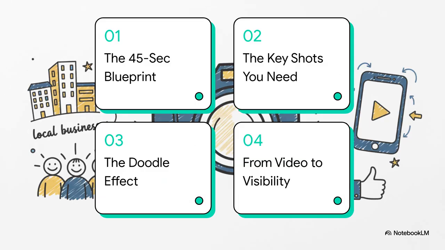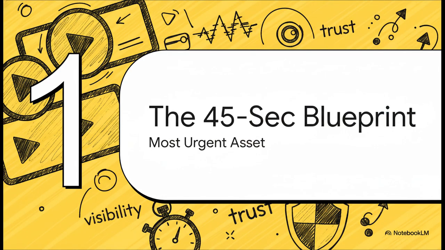So, how do we fix this? Here's the game plan for this explainer. We're going to start with that 45-second blueprint. Then we'll break down the key shots you've got to have. I'll introduce you to a really cool visual trick called the doodle effect. And finally, we'll talk about how to turn that video into actual visibility. All right, let's get to the good stuff.